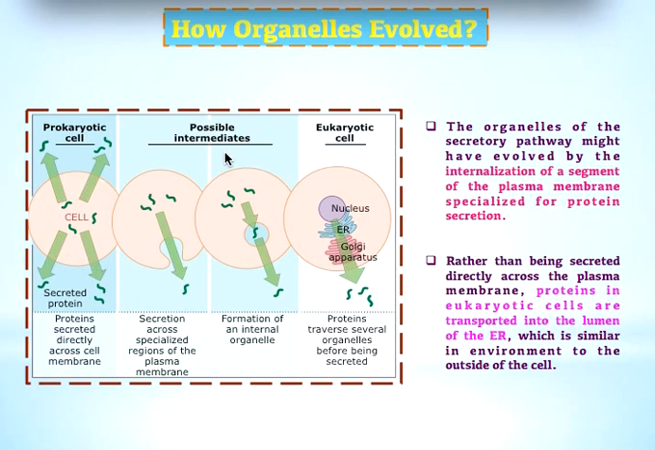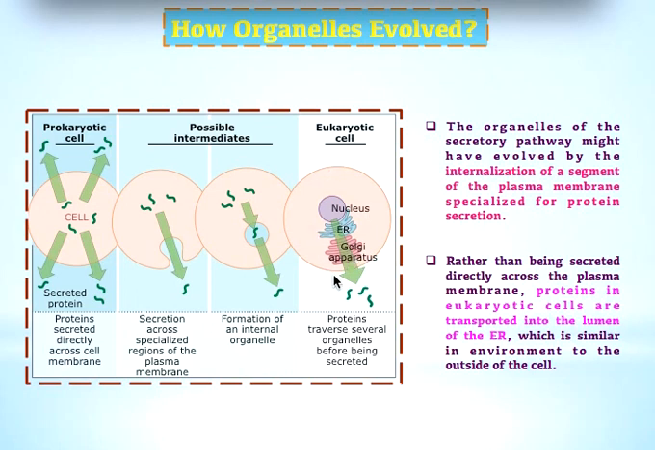It is assumed that the possible intermediates from which the eukaryotic cells are presumed to have evolved might have had certain regions on their plasma membrane that served for protein secretion or protein targeting. These specialized regions might have been invaginated in the course of evolution, became more specialized, and gave rise to the intracellular organelles, for example the nucleus, endoplasmic reticulum, Golgi apparatus, etc.